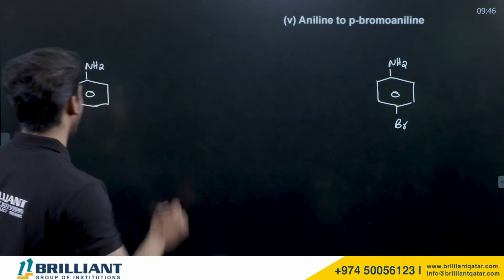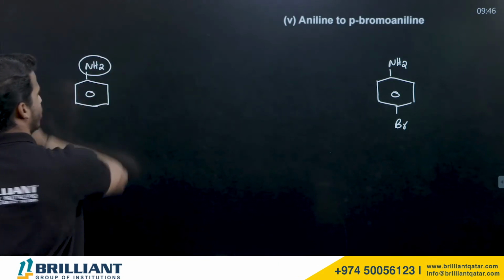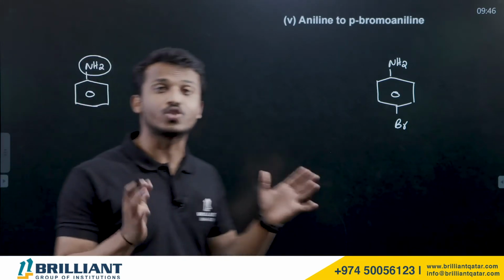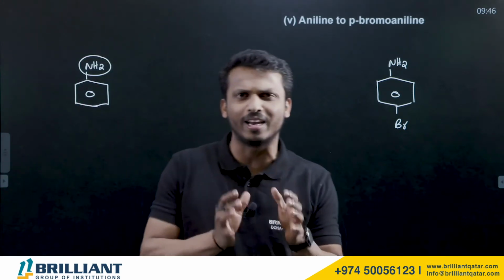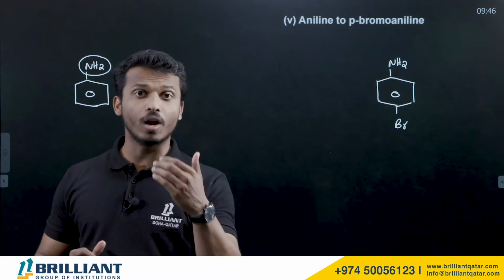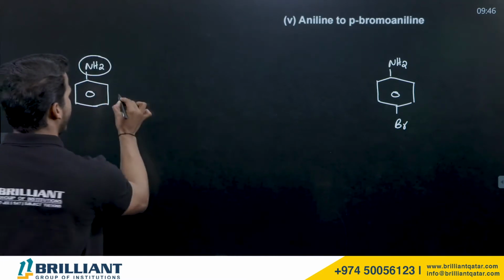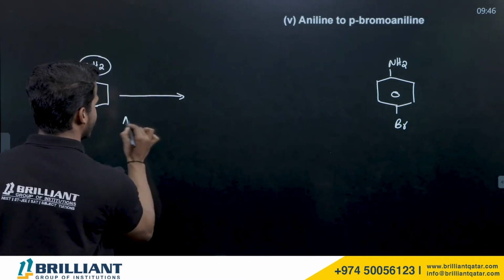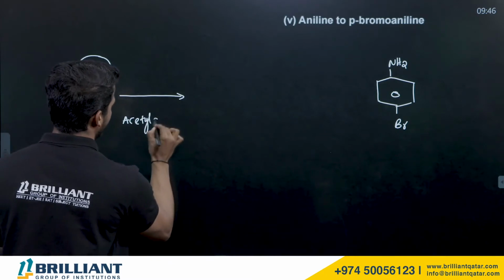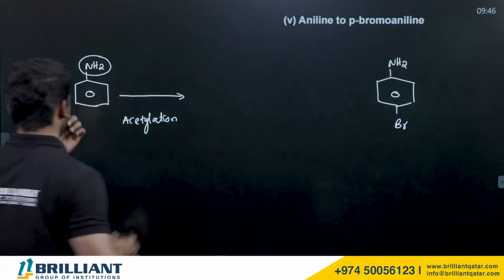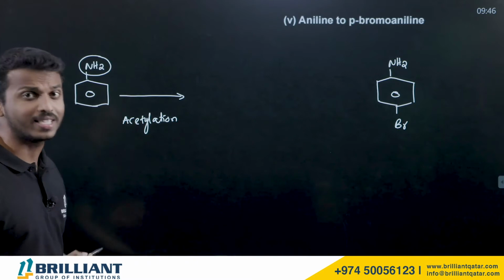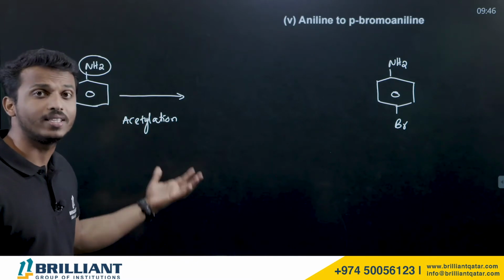We studied that. First of all, we have to protect the NH2 group, because the NH2 group is a very strong ortho-para directing group. We have to make it a weak one. So what is called protection? How can we protect the NH2 group? We studied that through acetylation. First you protect your NH2 group by acetylation. What is acetylation? Treating with acetic anhydride.